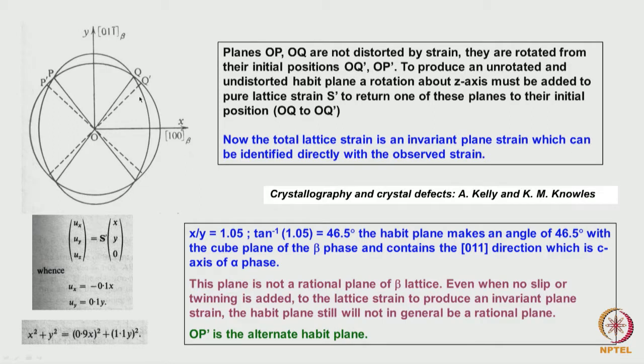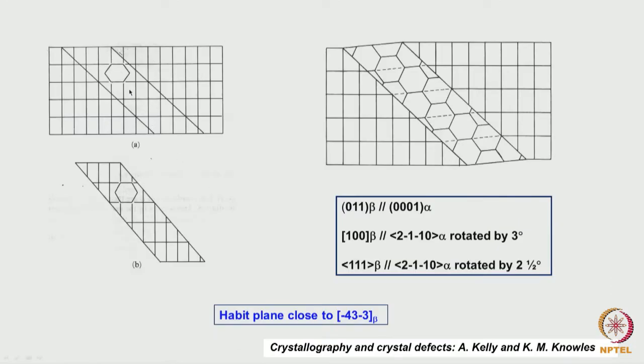This is how we can essentially, because the habit plane is the one which is unrotated and undistorted, this rotation has to be given to this one to bring it to the original one. That rotation is what appears as the strain. The macroscopic strain which we observe is that particular one. That is what is being shown here in a crystallographic way. That is, a cross section of the lattice is being shown.